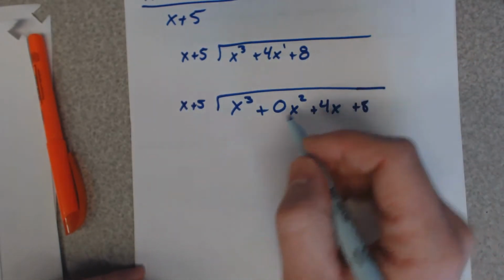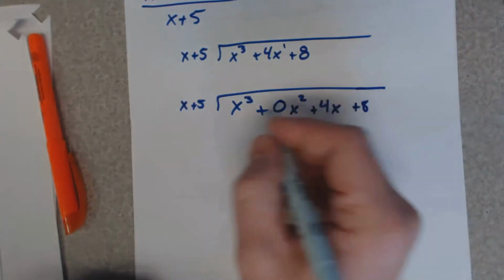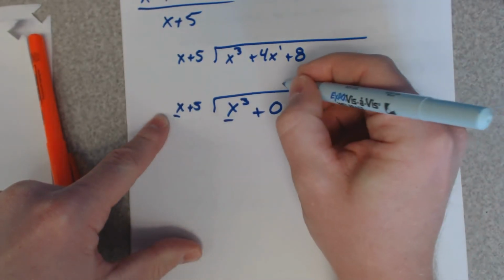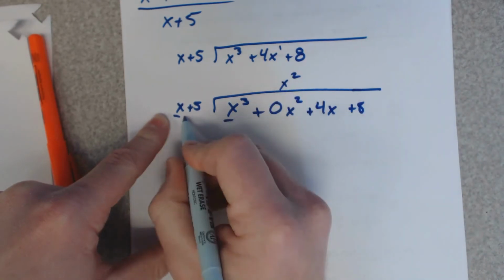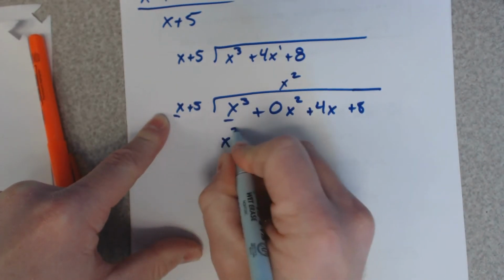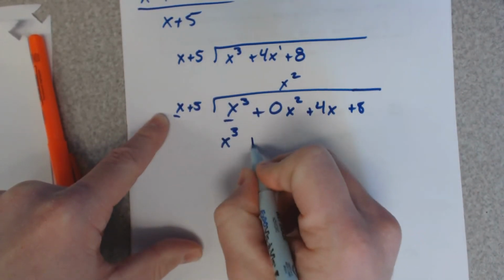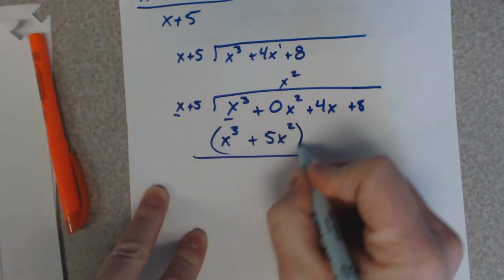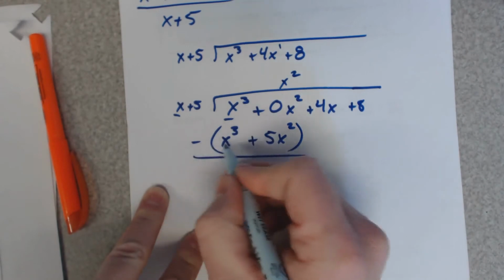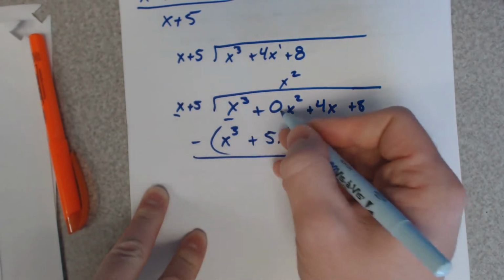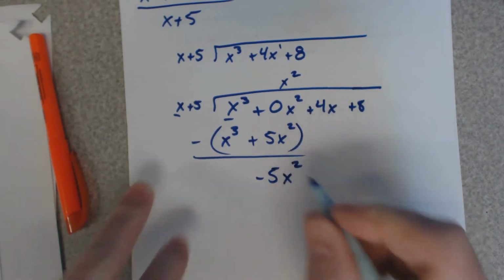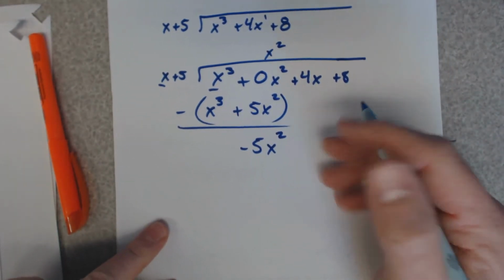Okay, so there's one trick of the trade, so to speak. You turn an x into x cubed by multiplying it by x squared. So x times x squared is x cubed. x squared times 5 is a positive 5x squared. We subtract. x cubed minus x cubed cancels. 0 minus 5 is a negative 5x squared. And bring everything else down.